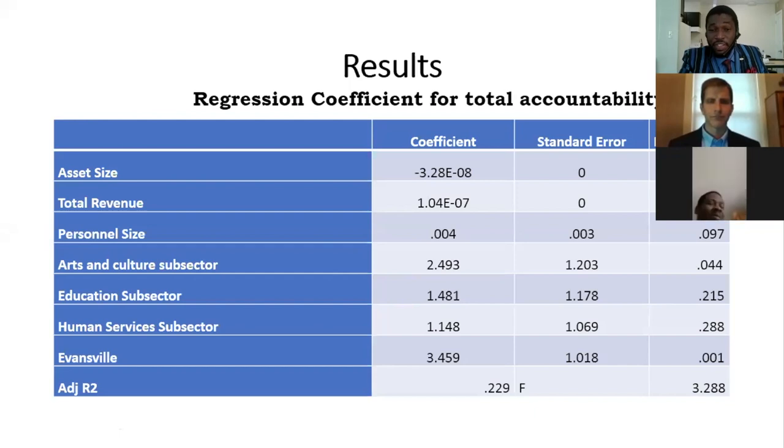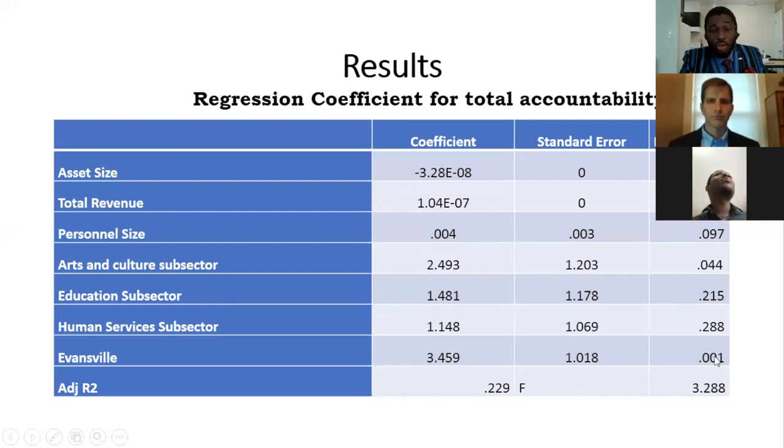And the fourth hypothesis regarding personnel size was also confirmed, the p-value being 0.098. This indicates that we are 93% confident that there is a statistically significant effect of personnel size on online accountability. And for each addition of an employee in an organization, we have a 0.004 increase of total accountability.